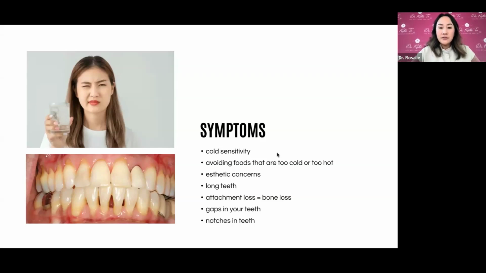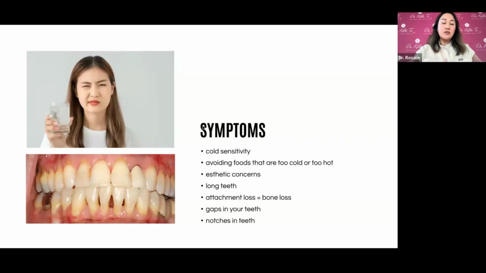Another reason people come in is the aesthetic concern. In this picture you can see that the mouth and the teeth all look longer. They don't like that. When they smile, all they see are the roots of the teeth, and the roots are yellowish, so they don't like that. The teeth look long. But what I'm more concerned with is something called attachment loss. As you can see in this picture on the left, there isn't gum tissue covering the root all the way.